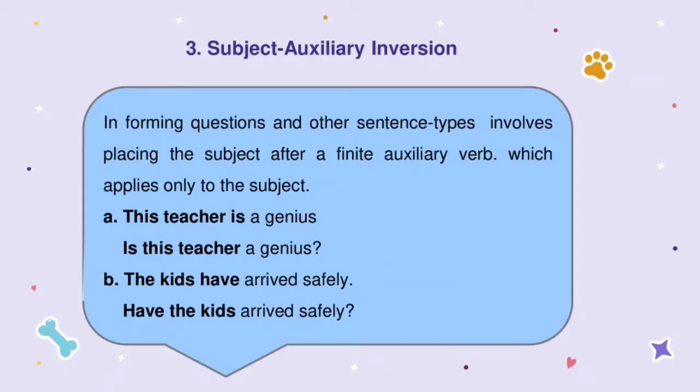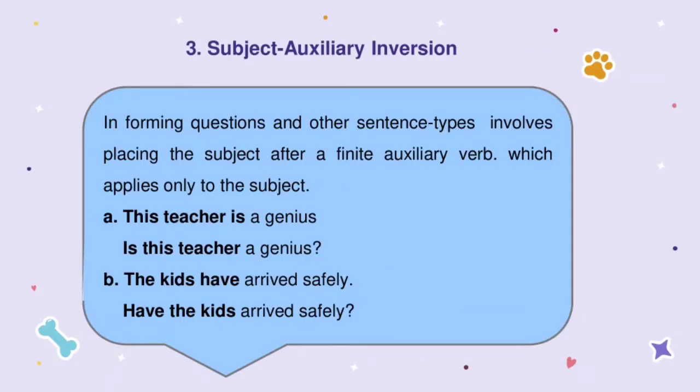Contoh, this teacher is a genius. Dibentuk menggunakan inversi menjadi, is this teacher a genius? Di sini subjeknya adalah this teacher dan auxiliary verb-nya adalah is. Jadi, kedua elemen ini bertukar tempat.